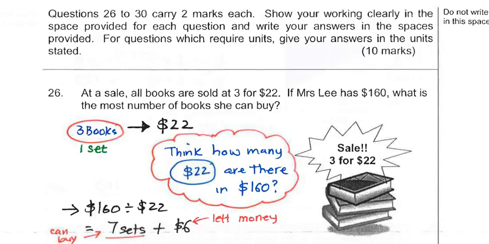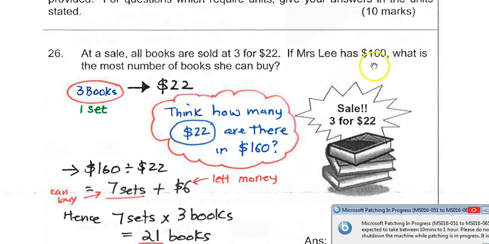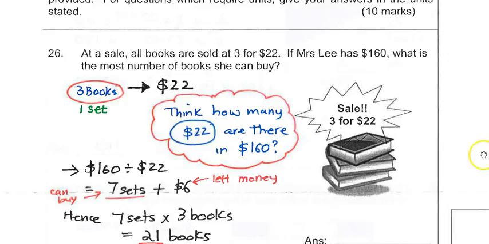Right, from this section, question 26 to 30 carry 2 marks each. Over here you have every 3 books is $22. Okay, so Mrs. Lee has $160. So how many books can she buy? Now we can count in sets of books.